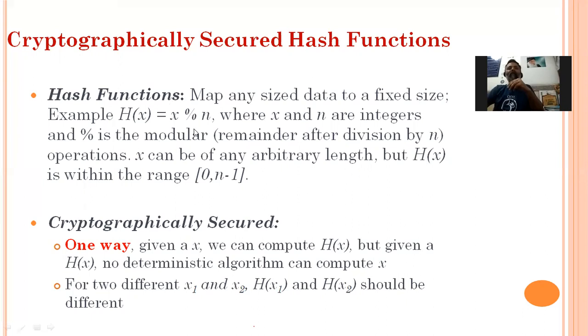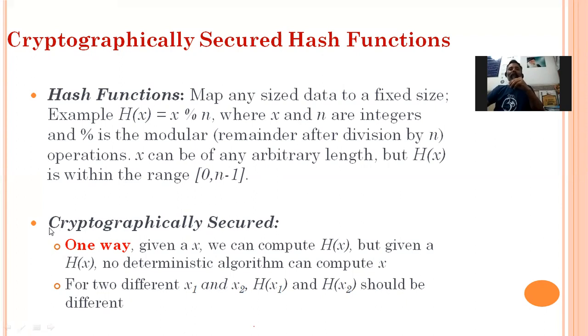Anyone dividing by this value n, if we use this hash function, there are lots of values which can give the same result. So it is very easy to break this hash function. As I said, x can be of any arbitrary length, but h(x) is within the range of 0 to n minus 1. So it is easy to find two values which will give the same hash code.